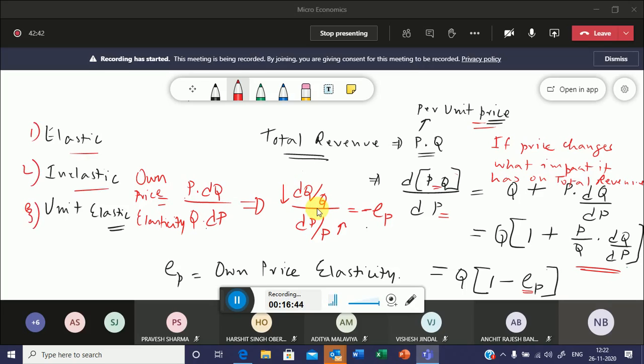So we talked about 3 types of elasticity, namely elastic, inelastic, and unit elastic. Elastic means your EP is greater than 1. If it is inelastic, it is less than 1. For unit elastic, EP is equal to 1. Now you guys can tell me in very simple terms, if my product is unit elastic, that means if my price increases, then what happens to my change in total revenue?